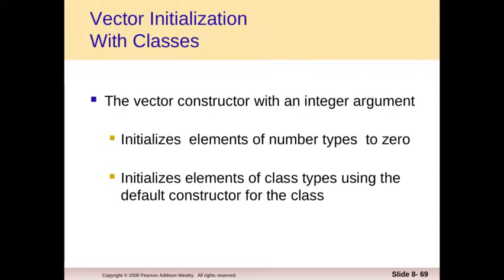But what if we do something like this? Vector of string, v1, let's call it names. Okay, so here we have a vector of strings. It's called names and has 100 elements initially.